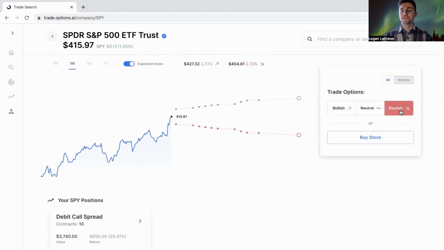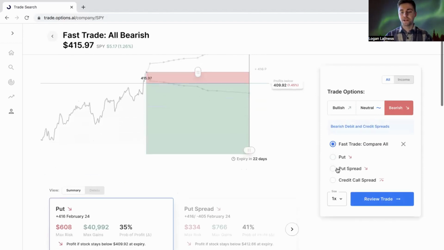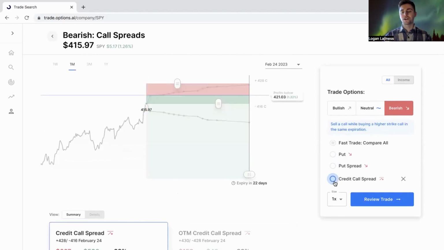But if you are bearish, and we click bearish, you have this little graph that pops up. And let's say we're bearish, but we actually want to do a call credit spread, as you guys may be familiar with. So essentially, what we're doing here is we're selling a contract. We're going to look at our expiration, which you can toggle down here.